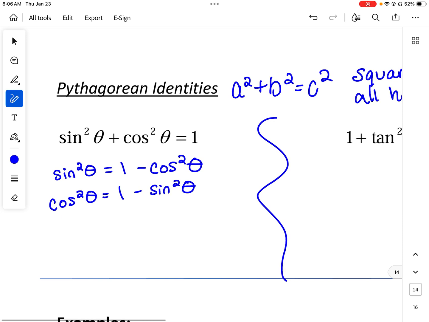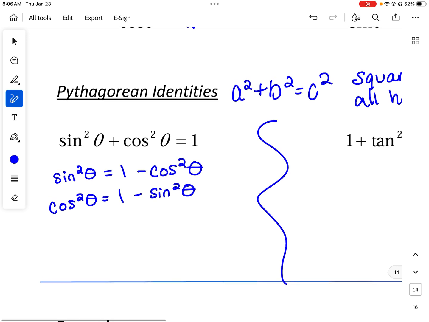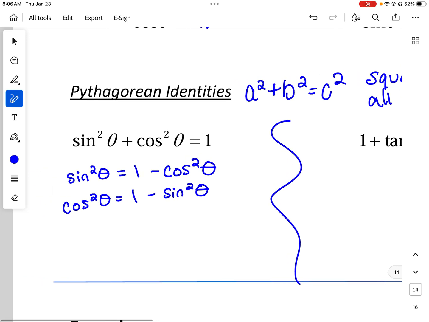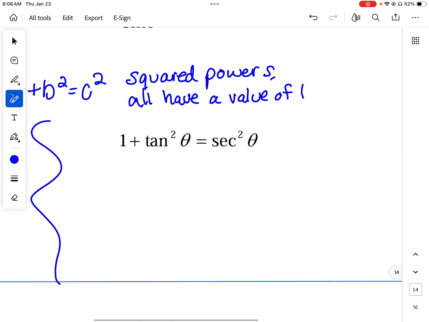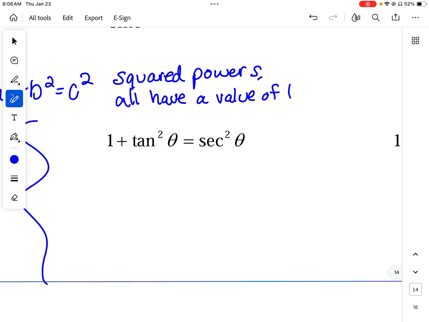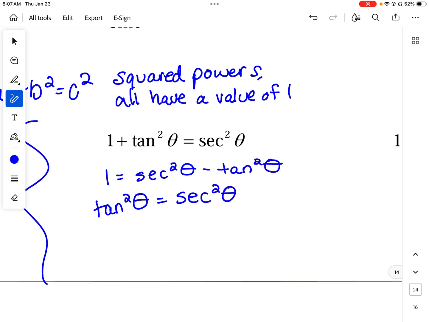So it depends on what they have in that problem and how we want it to look. So if we want sine squared theta, then we would solve it for sine squared. Or if we want cosine squared theta, we'd solve it for cosine. Okay, and then with tan and secant, here's one of the identities, but then we can rearrange it. Let's say we want to solve it for 1. So we'd have secant squared theta minus tan squared theta. Or we could solve it for tan squared theta by subtracting 1 from secant squared theta.